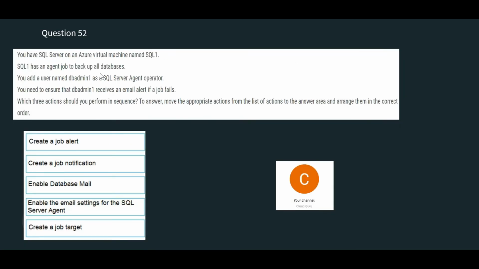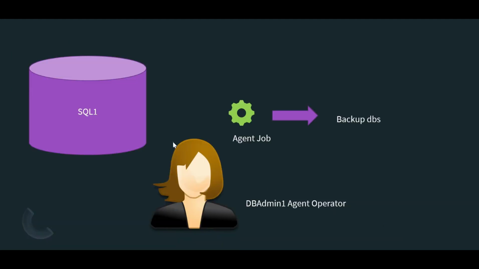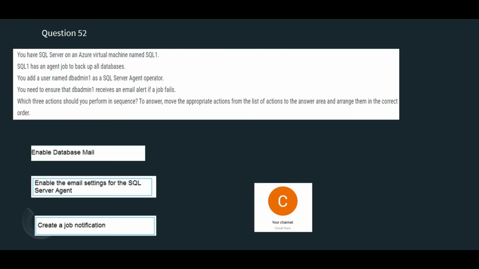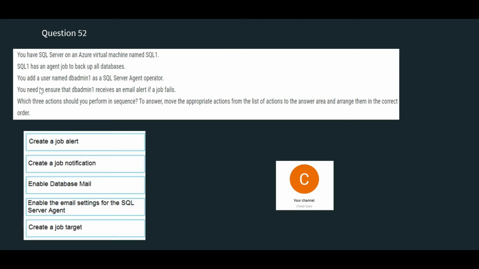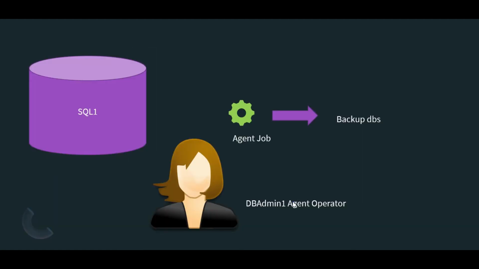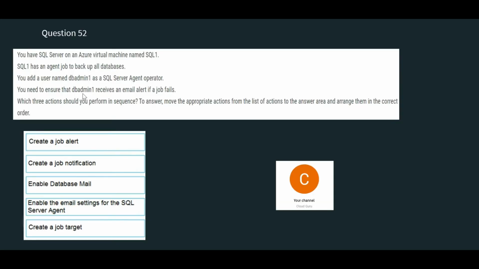So in this question, we see as usual there is a database on a virtual machine, and there is an agent job. What does this agent job do is it backs up the databases. Okay, and here it says you need to add a user named dbadmin as an agent operator. So this user is the agent operator, and you need to make sure that this user receives email alerts if the job fails.